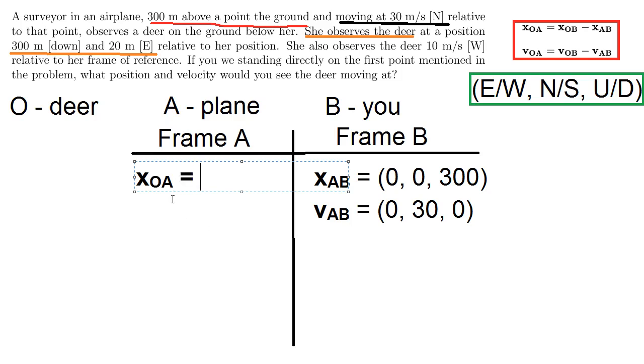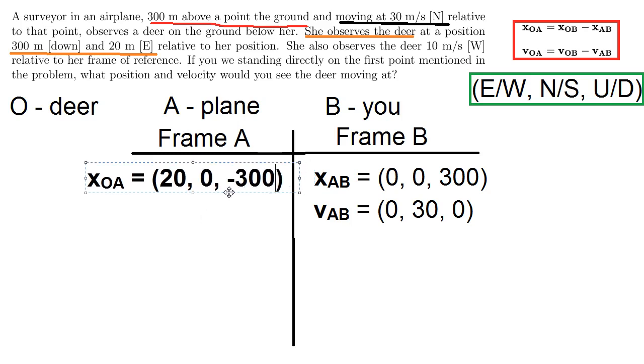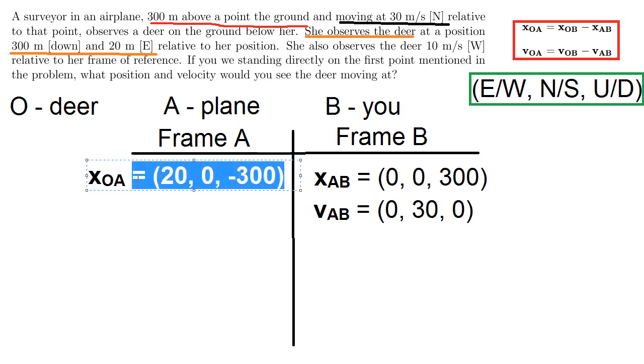So the first letter is what are you looking at? The second one is who's seeing it. As for the Cartesian coordinates, we're 20 meters east, so positive 20 in the x, nothing north and south, and 300 meters downwards from where we are. And again, I like to use positive for up in the z, so if we're going down, it's going to be negative.